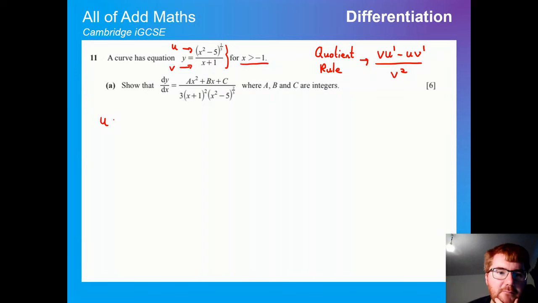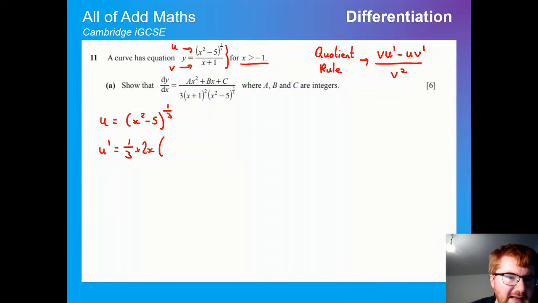So I'm going to then write down u equals (x squared minus 5) to the power of a third. And the first thing I want to do is differentiate this. Now, with the bracket here, we're going to need the chain rule. So I'm going to bring the third to the front. I'm going to differentiate the bracket, which is going to be 2x. And then I'm going to leave the bracket alone. Don't touch it. But I am going to reduce the index by 1.